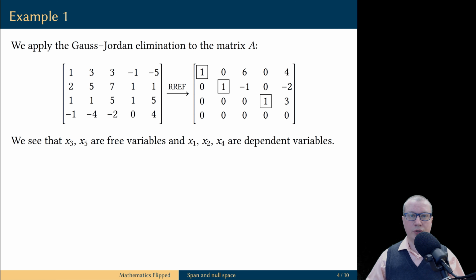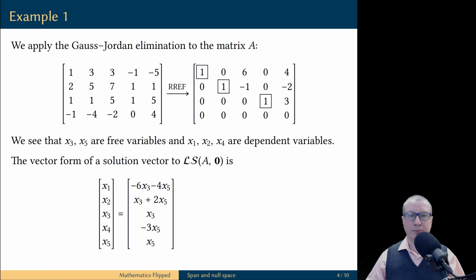We find the reduced row echelon form of the coefficient matrix, and we see that we have two free variables, x3 and x5, and three dependent variables, x1, x2, and x4. We express each dependent variable in terms of the corresponding free variables, and we obtain the vector form of a solution vector. This is where we would normally stop, but now let's take our computation one step further.